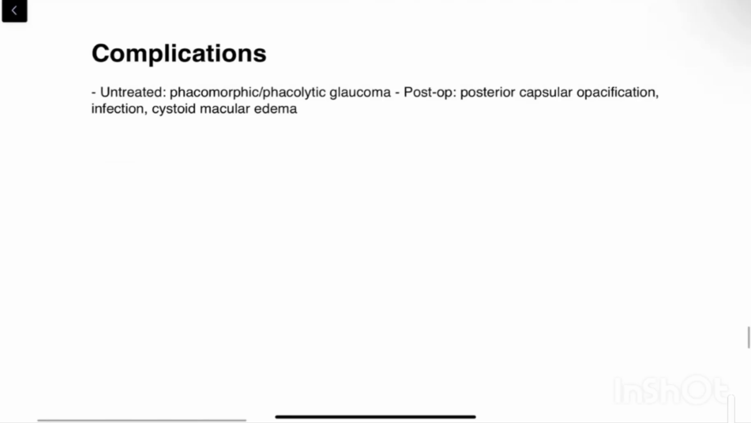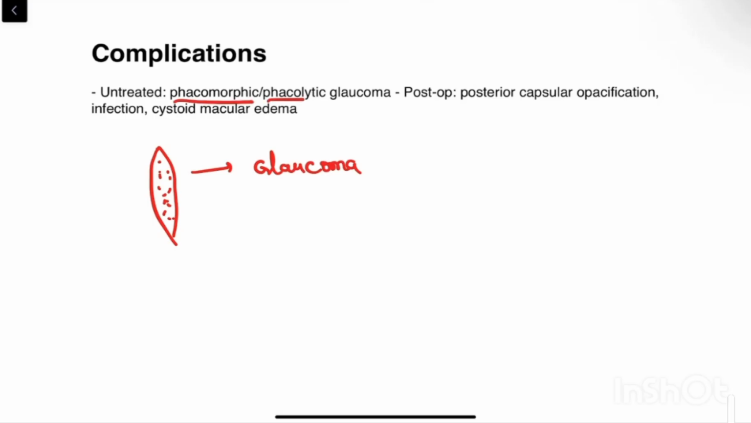Okay, then what are the complications of cataract if cataract is left untreated? What will be the complications? What happens? If untreated, this lens, whatever is there, can lead to formation of glaucoma. Okay, so it can be phacomorphic glaucoma or phacolytic glaucoma.